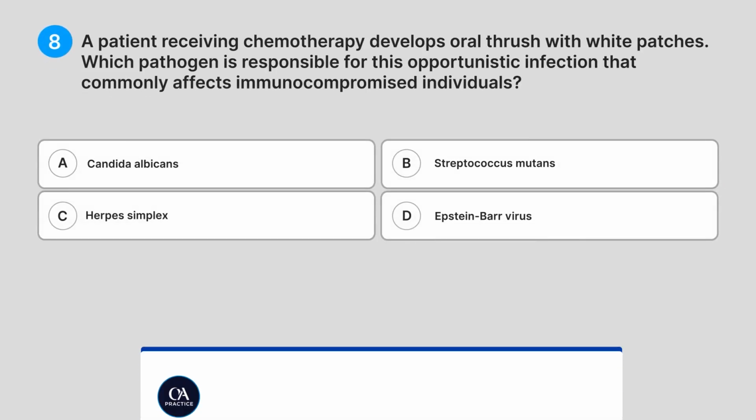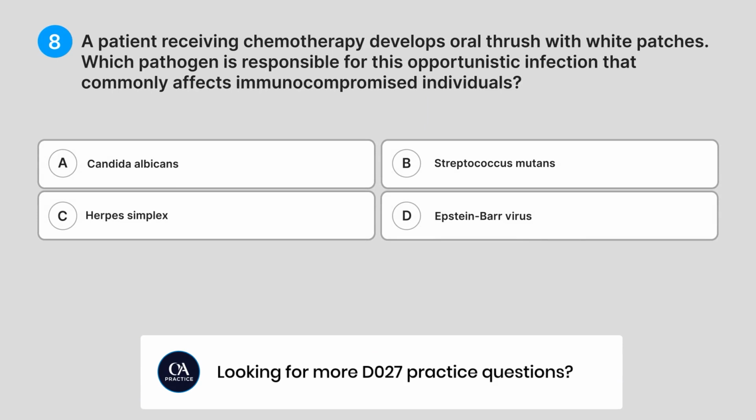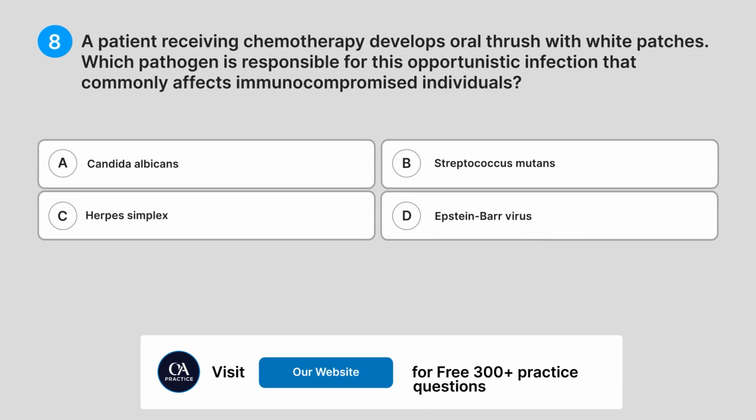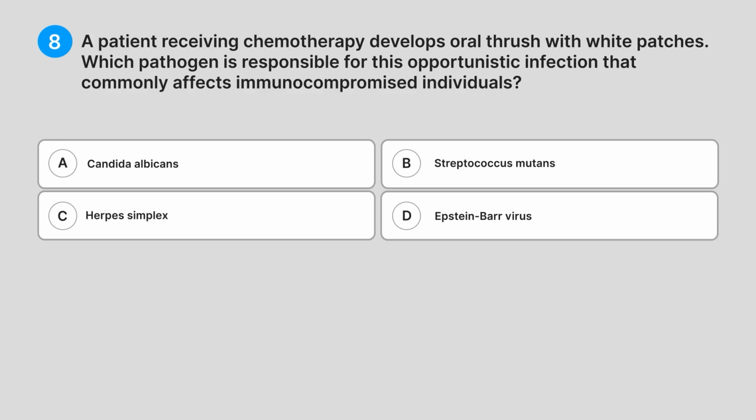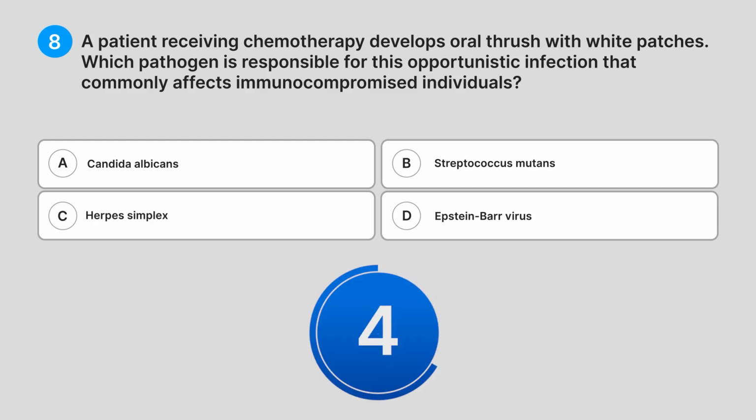8. A patient receiving chemotherapy develops oral thrush with white patches. Which pathogen is responsible for this opportunistic infection that commonly affects immunocompromised individuals? A. Candida albicans, B. Streptococcus mutans, C. Herpes simplex, D. Epstein-Barr virus. Do you know the answer?